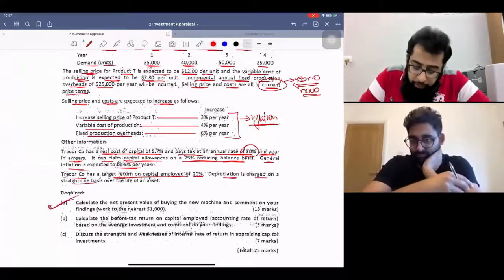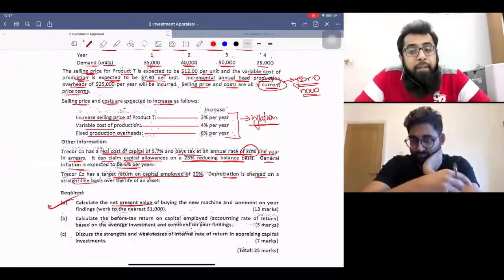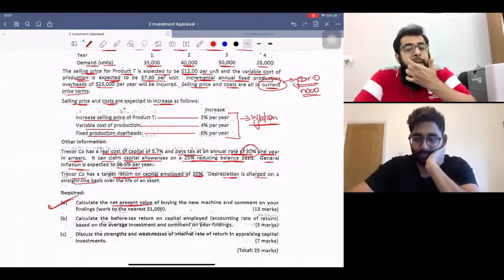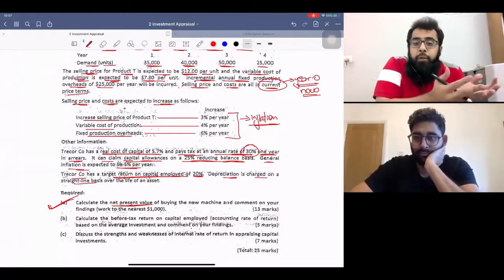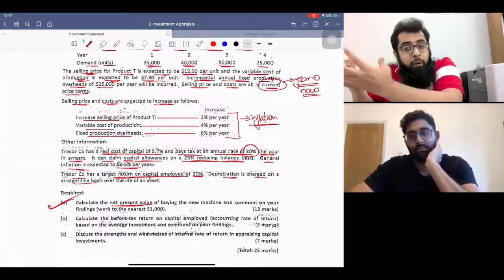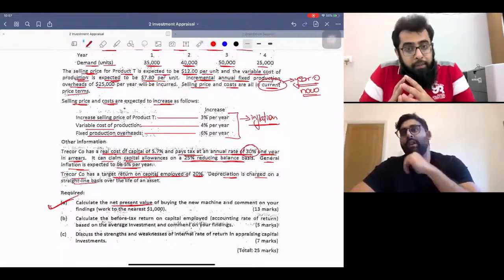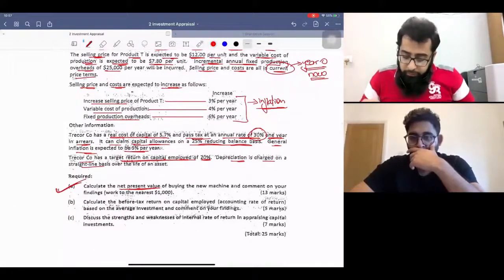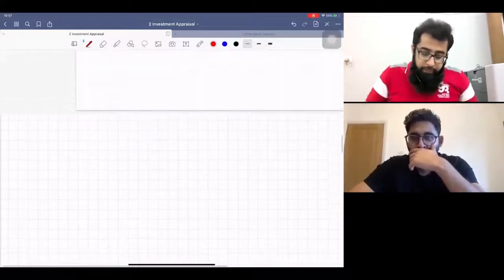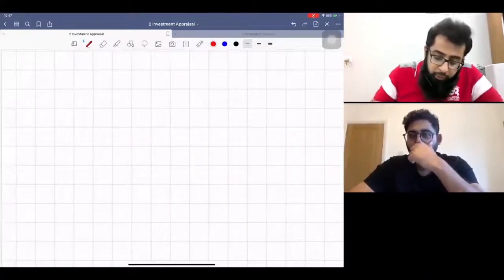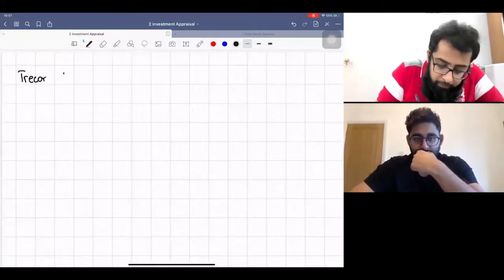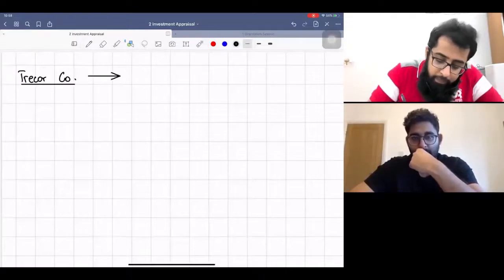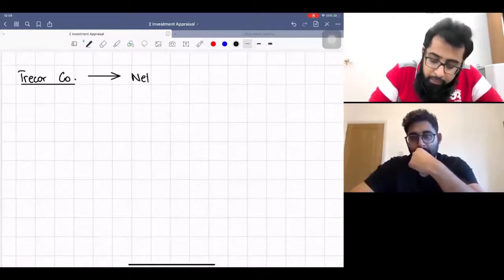We are going for part A, in which we will calculate the net present value. Now this is not an SBM question, but this will give us an idea of net present value, which we have just discussed, and it will revise your previous old knowledge. So let's do this question. A good past revision. Tricor Company, net present value.